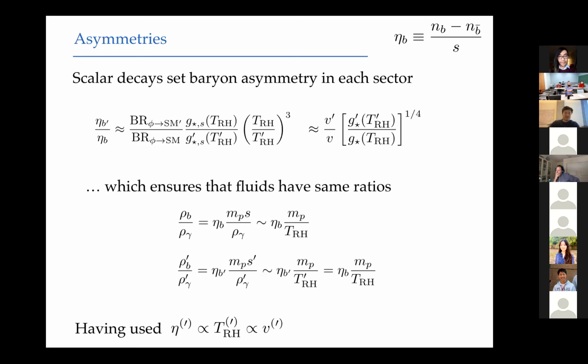But it turns out that that's going to be useful to us because this, in turn, ensures that the fluids have the same ratios. And so the way this works is, for example, if you look at this middle line of rho baryon to rho photon, we can write this in terms of eta, noting that the proton mass is approximately the same in both sectors. That ratio has the scaling of eta times baryon proton mass divided by the reheat temperature. And you end up with the same scaling in the prime sector once you use the fact that eta is proportional to T reheat, which is proportional to the VEV. And so you end up with the same ratios of fluid components in the two sectors.